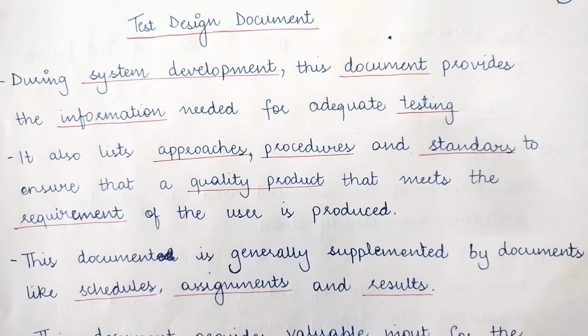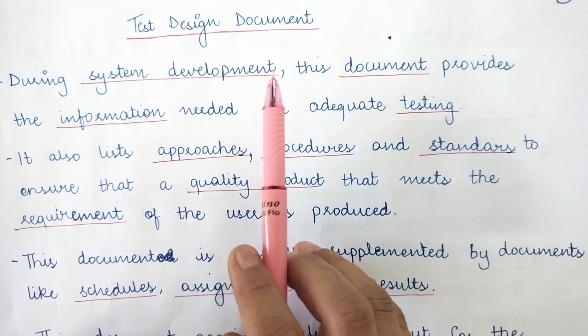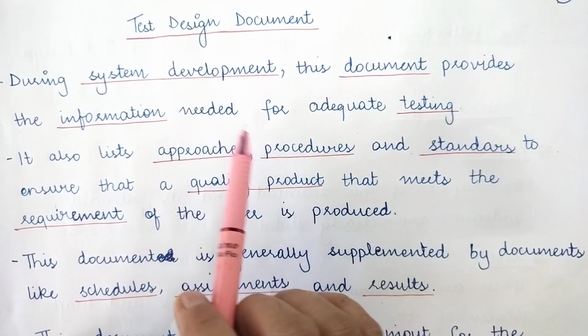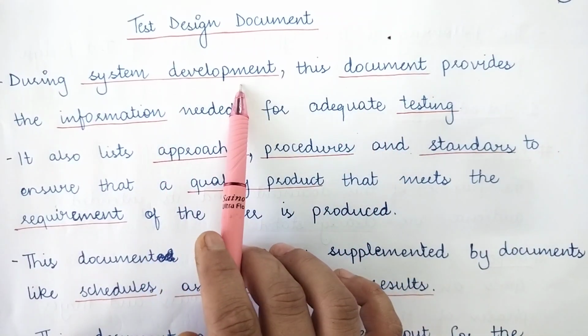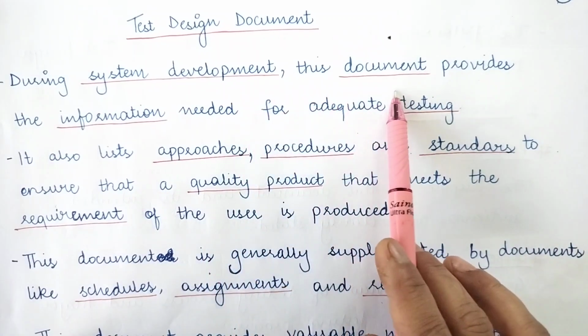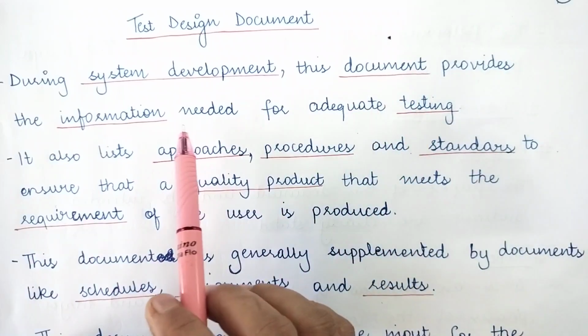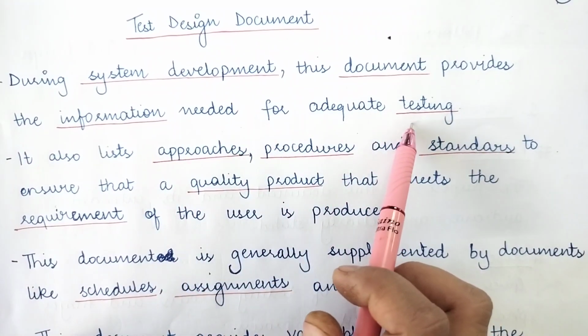Hi everyone. Today we are going to study another type of document, that is the test design document. Now this is the document in which information needed for adequate testing is provided. When you are doing system development, during the system development phase, this particular document, that is the test design document, provides you with the information that is needed for adequate testing.